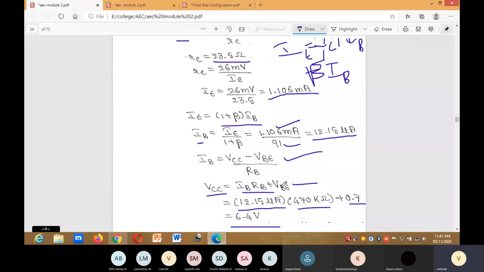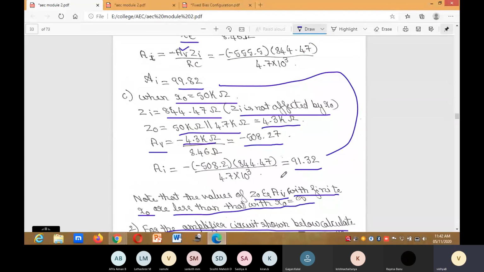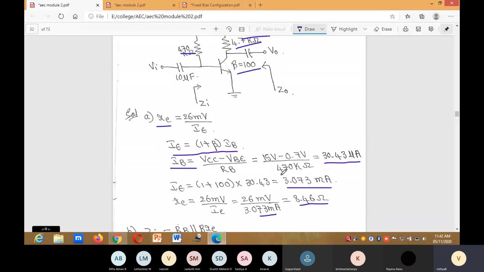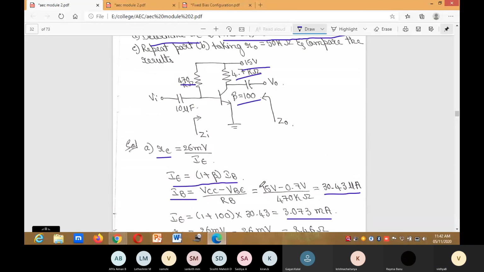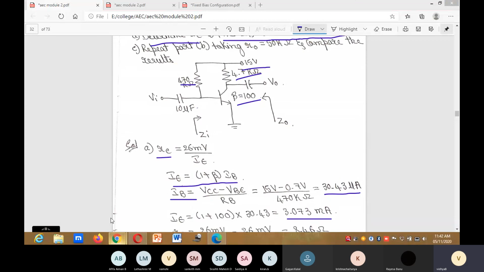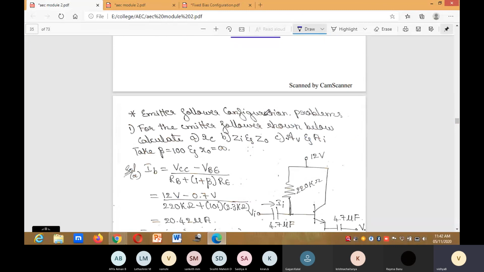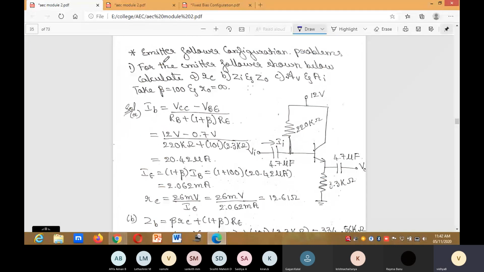This is what we have learned today: common emitter configuration, common emitter configuration with voltage divider bias problems, and fixed bias configuration problems. In the next class, I will explain the other problems, about emitter follower configuration problems.